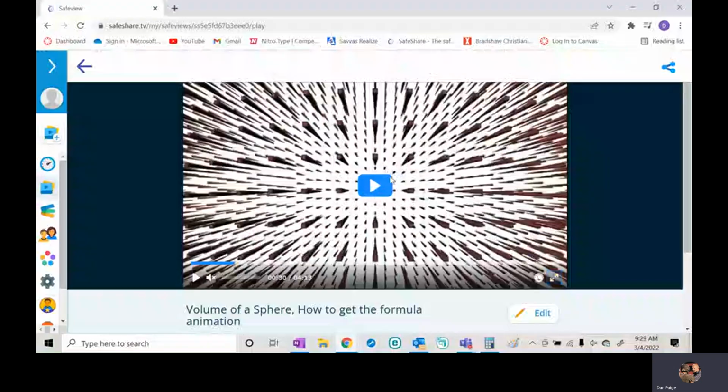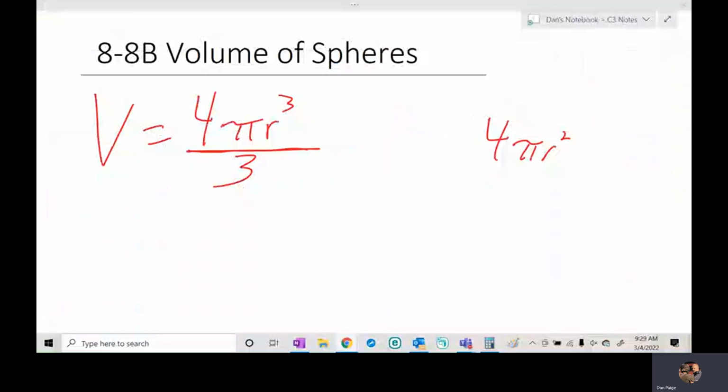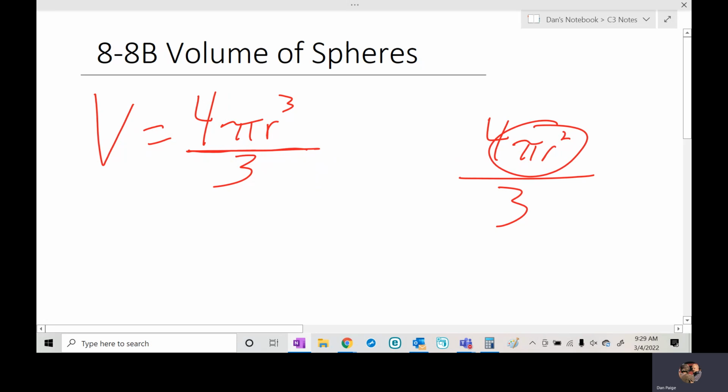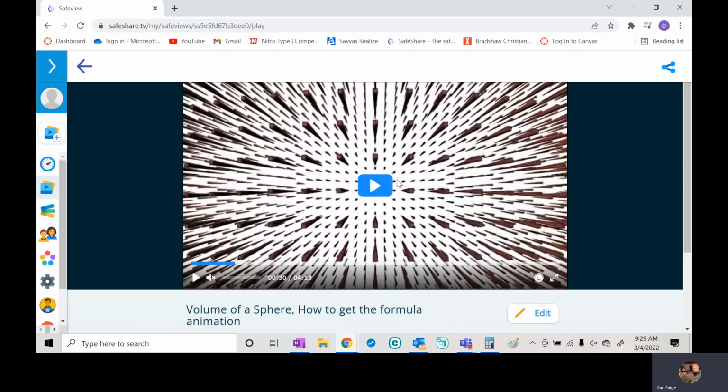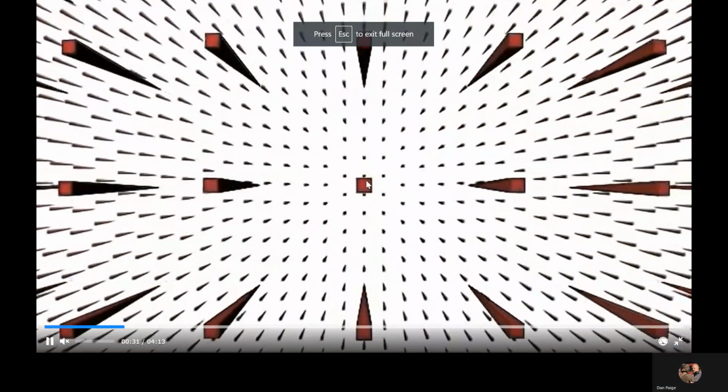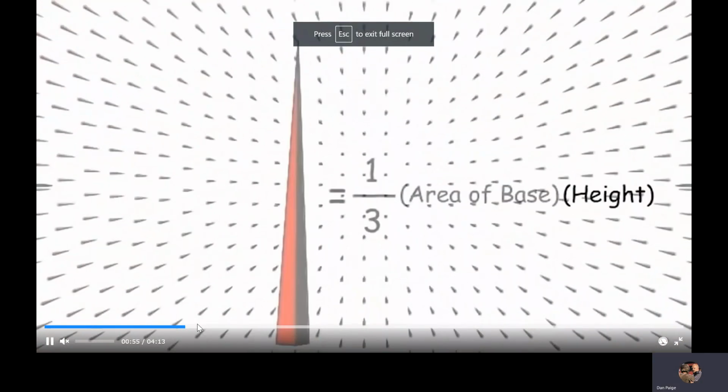All right, so now it just shows you all of those pyramids. What's the formula for the volume of a pyramid? We just did it. It's the base times the height divided by 3. So that's where the divided by 3 comes from. The base ends up being the circle, the pi times the radius squared. And then what you'll notice, the height of these is the radius of the circle.